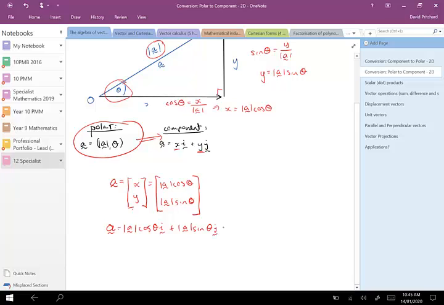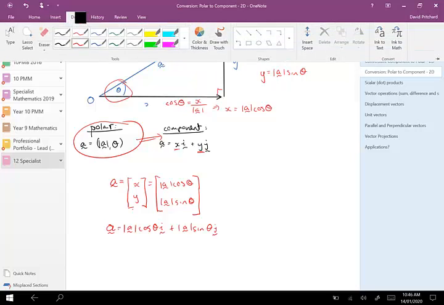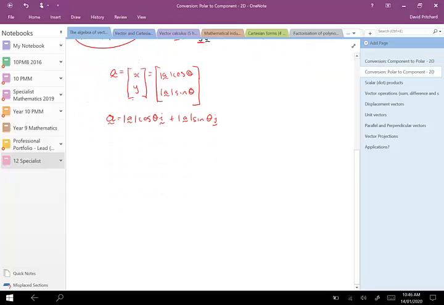Okay, so that's all we need to do to convert. Essentially, we need to multiply the magnitude by the cos and the sine of the direction. So we'll look at a couple of examples.